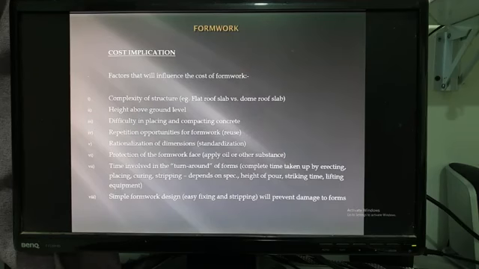And then turnaround time, we want to have sufficient sets of formwork to ensure that the progress of work will be improved. But we do not want to have too many sets of formwork that it will impact the cost. And simple formwork design will prevent damage to formwork.